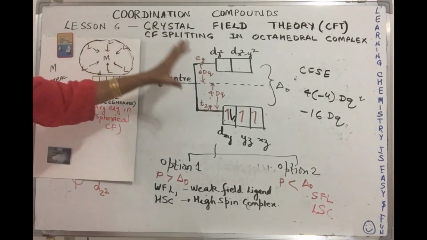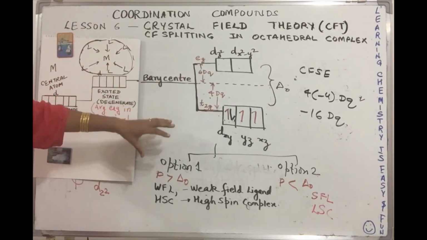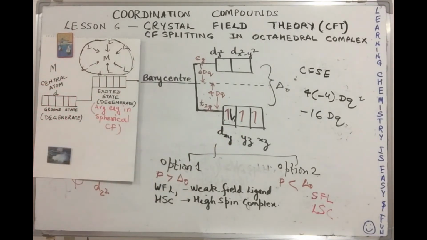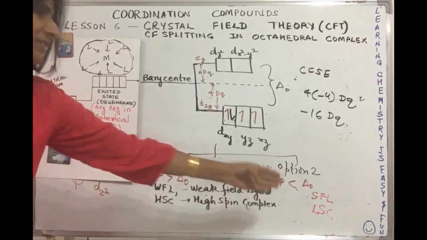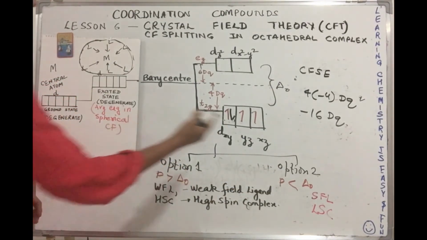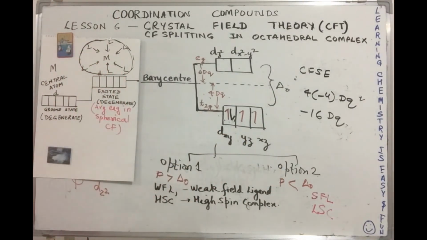Now, what are the factors which decide whether it's going to be option 1 and option 2? Very simple. Of course, the answer is there right in front of you. Whether the ligand is a weak field one or a strong field one. So it's the nature of the ligand, right? Second, of course, is your central atom, in what oxidation state it is in. What is its size?